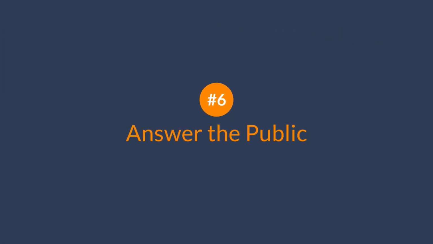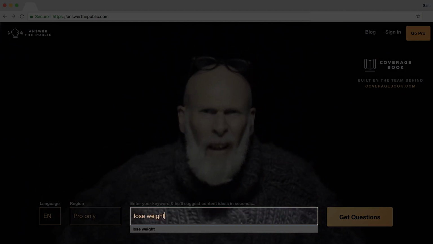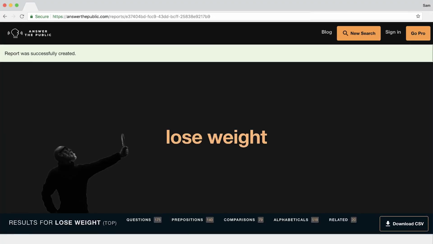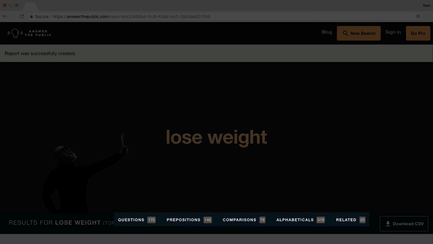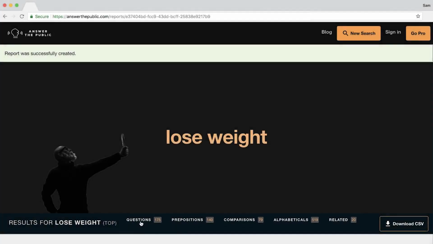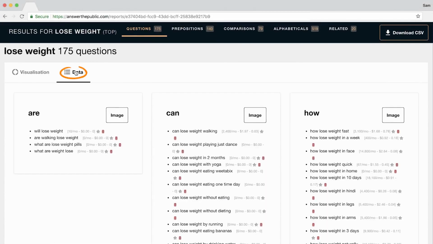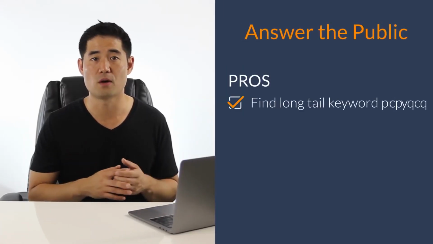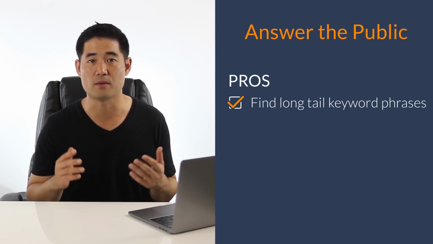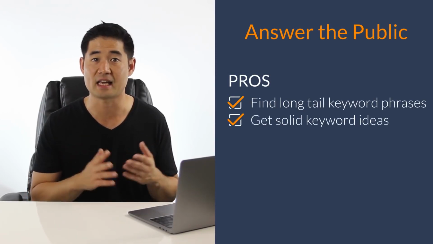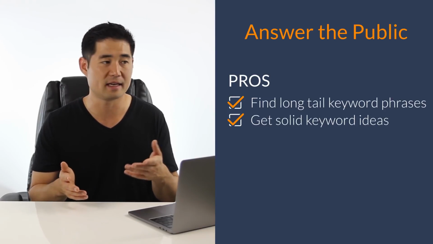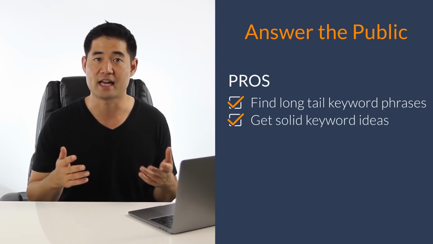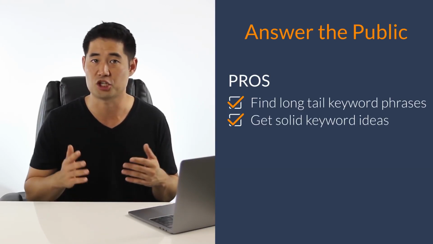And the final tool is a fan favorite, and that's Answer the Public. Just type in a seed keyword, run the search, and you'll see that it has hundreds of questions, prepositions, comparisons, and more. If we go to the questions section and switch to the data view, you can see the search volume since we have the Keywords Everywhere extension installed. So a solid pro is that you can find some nice long tail keyword phrases here. And it's a great way to get keyword ideas if you wanted to create an FAQ section on your site to get traffic from potentially low competition keywords.